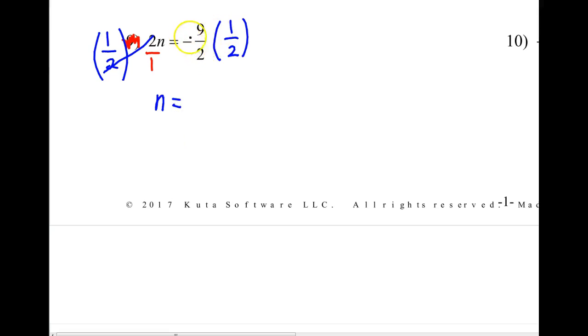And then over here we'll have a negative. I can see a negative here, so I don't want to forget that. Negative 9 times 1. And the bottom is 2 times 2, 4. Can that be reduced? Yep. So, final answer.